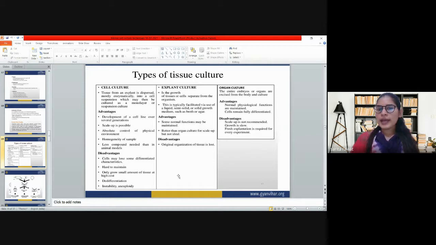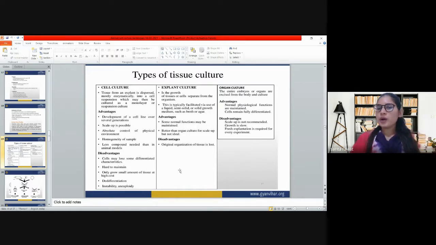Then when we talk about explant culture, explant culture is the growth of tissue or cells separate from the organism. This is typically facilitated by the use of a liquid, semi-solid or solid growth medium such as broth or agar. The advantage of explant culture is that some normal functions may be maintained better than in cell culture, and scale up is possible but not ideal. The disadvantage is that the original organization of the tissue is lost.